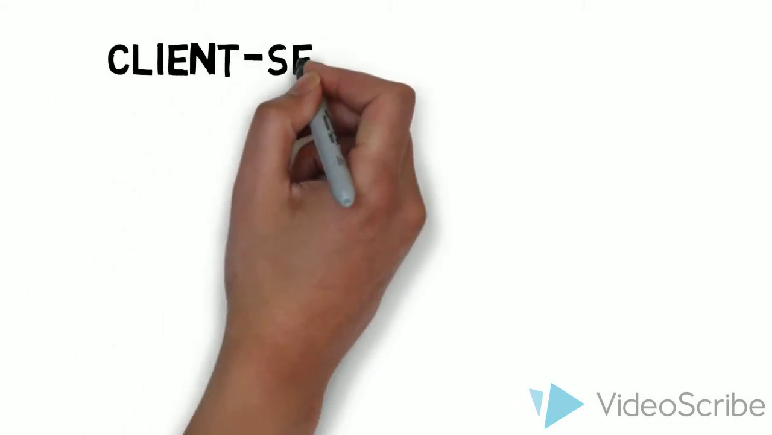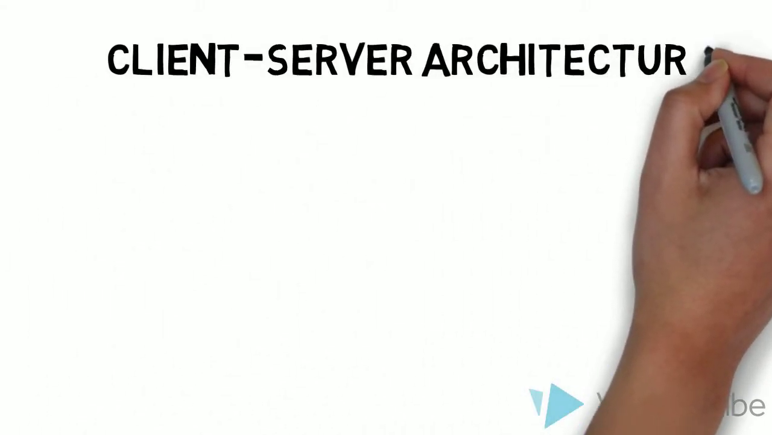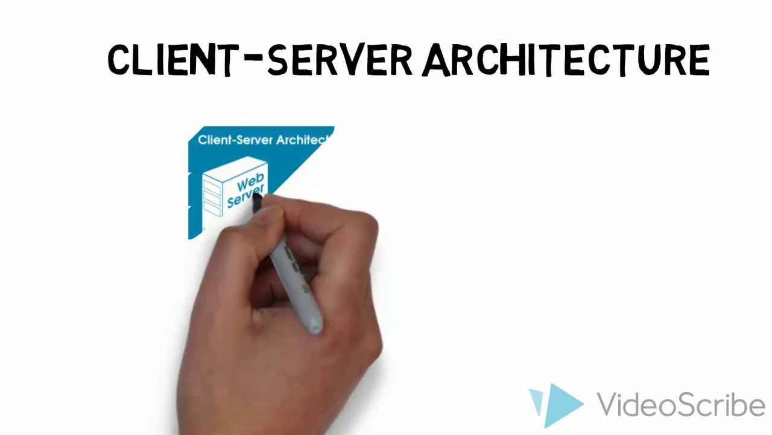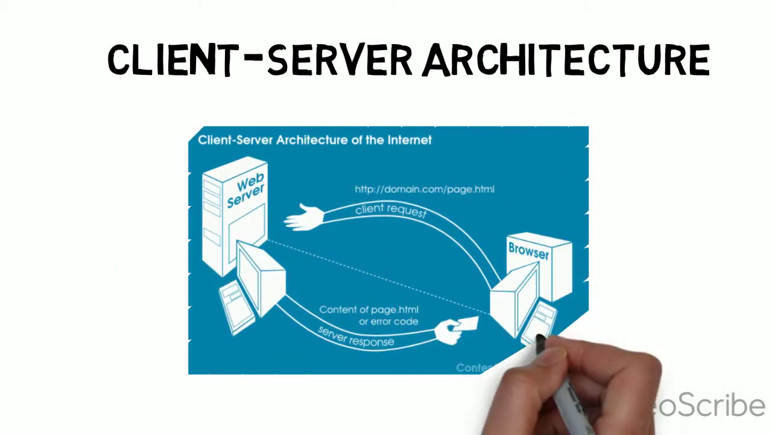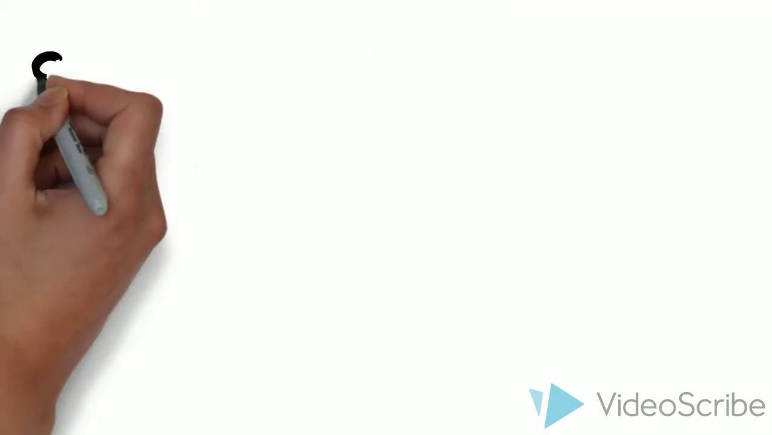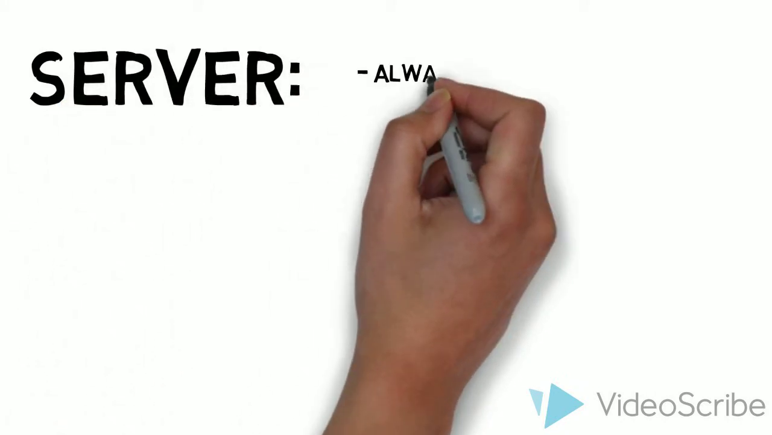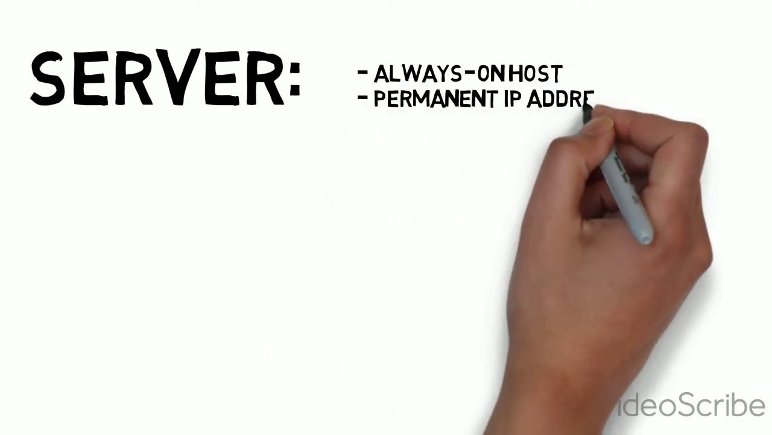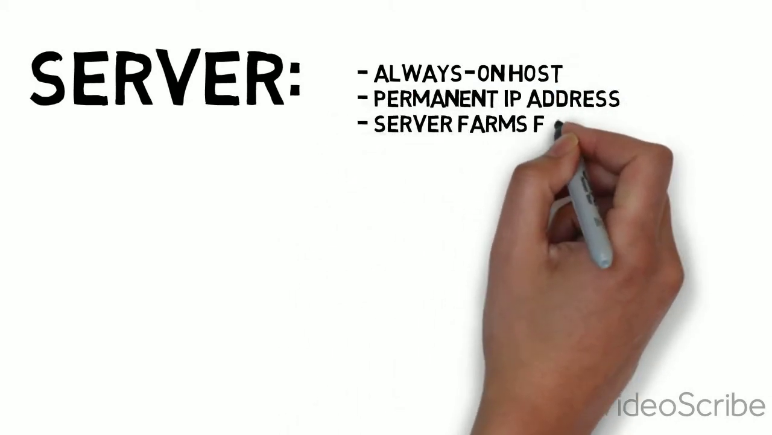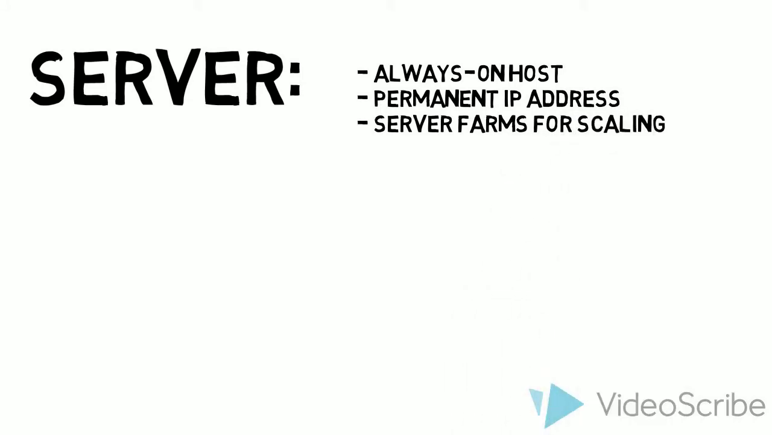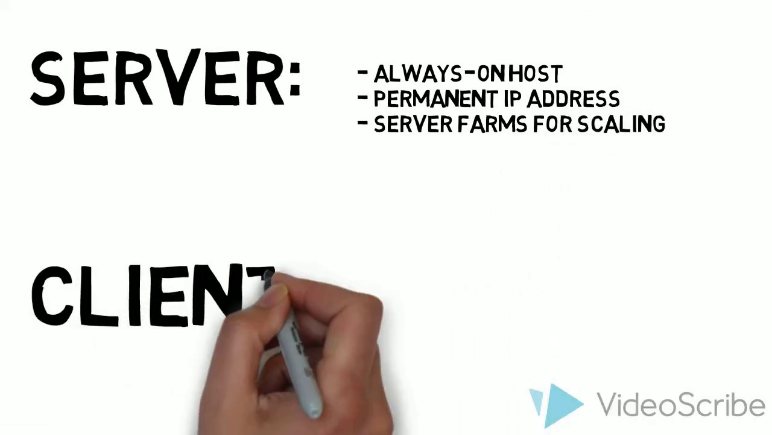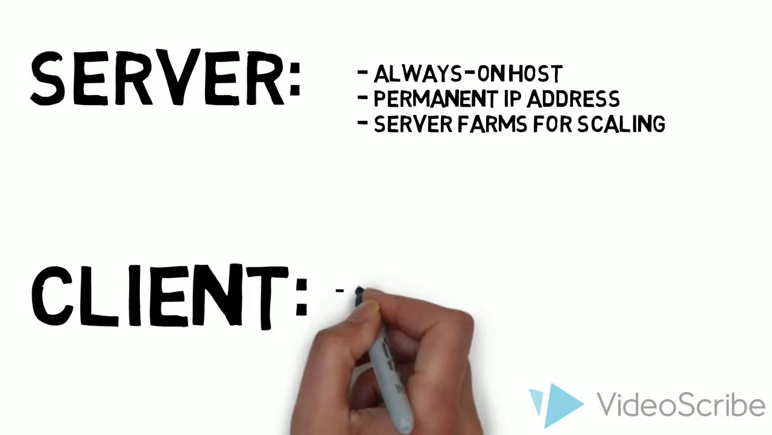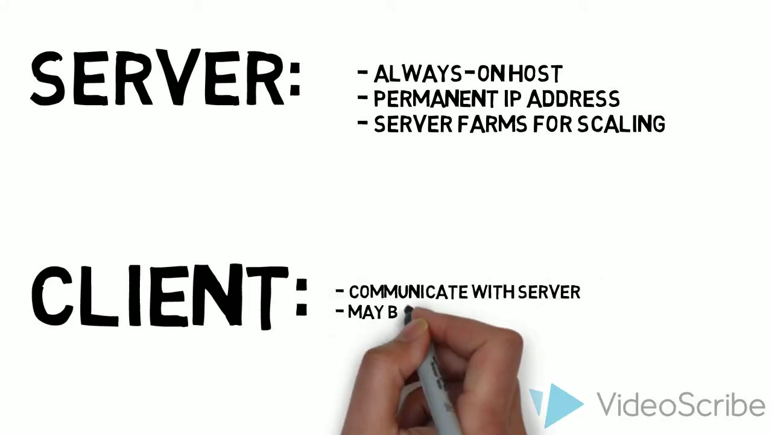The next one is client-server architecture. The client-server architecture is a network architecture in which each computer or process on the network is either a client or a server. A server is always on a host, with a permanent IP address, and a server farm for scaling. Clients communicate with the server, may be intermittently connected, may have dynamic IP addresses, and do not communicate directly with each other.